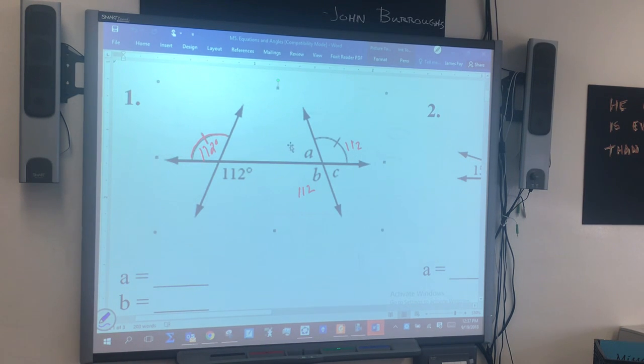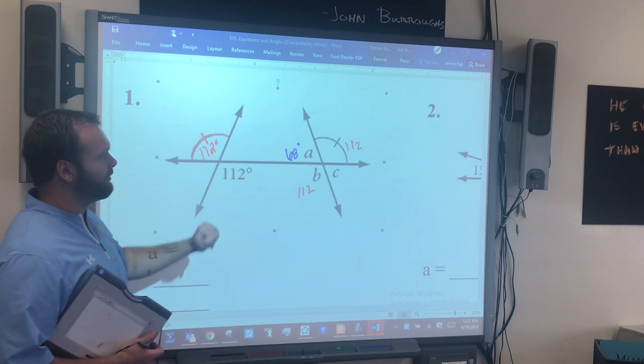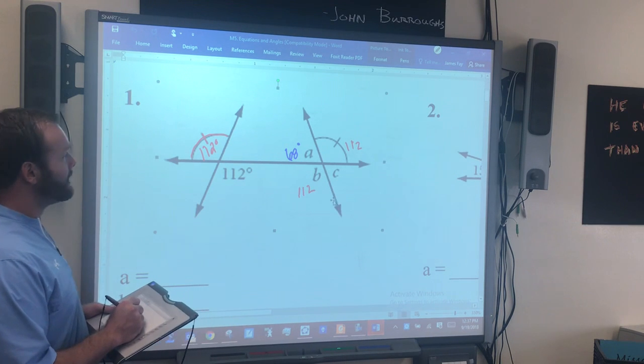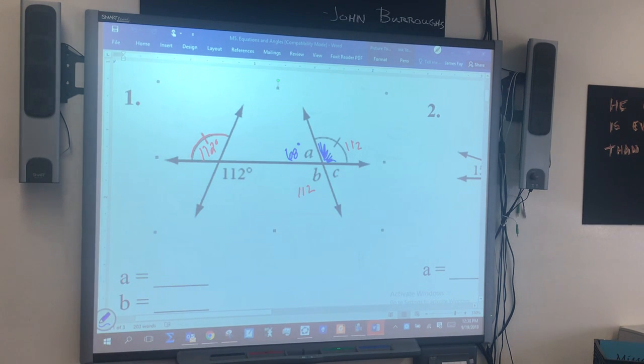68. Okay, so why is A 68 degrees? Because 112 and A would make a straight line. Okay, so which 112 are you talking about? The one that is vertical to B. Okay, so you're talking about this one. So you're saying that angle right there and that angle right there, they form that straight line, right? Okay? So because they form that straight line, they're a linear pair, right? By definition, they are two adjacent angles that form a straight angle. They're a linear pair. We said linear pairs are supplementary, right? Supplementary means they have 180, right? You know one of 112. Subtract that from 180, you get 68, correct?